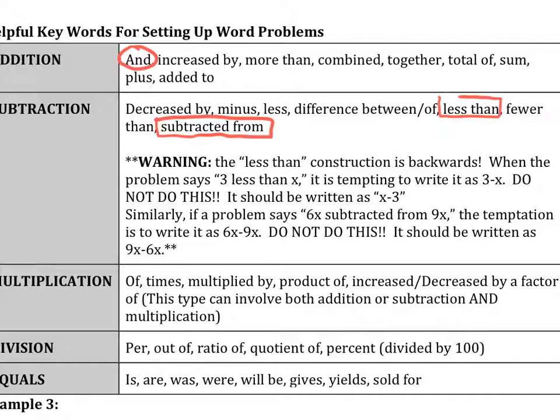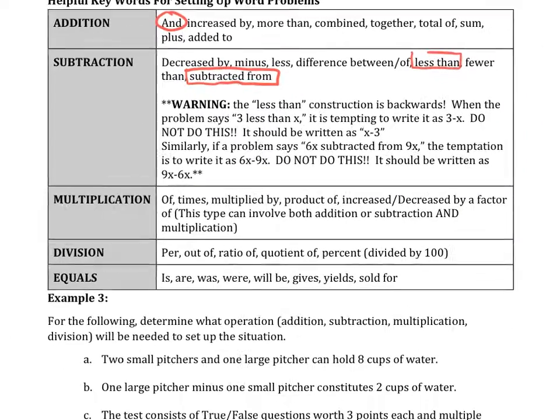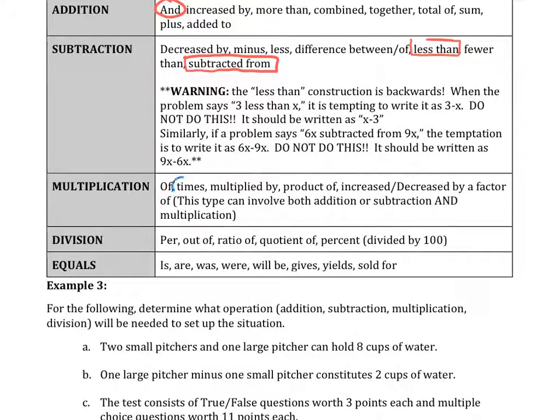If you think about it in terms of money, if I'm saying I have $3 less than you, and you have $20, how many dollars do I have? 17. How did you get that? 20 minus 3. You flipped it. So just keep that in mind. Subtraction can get a little tricky. With multiplication, times is a common one that you see, like 2 times as much or 3 times as much.